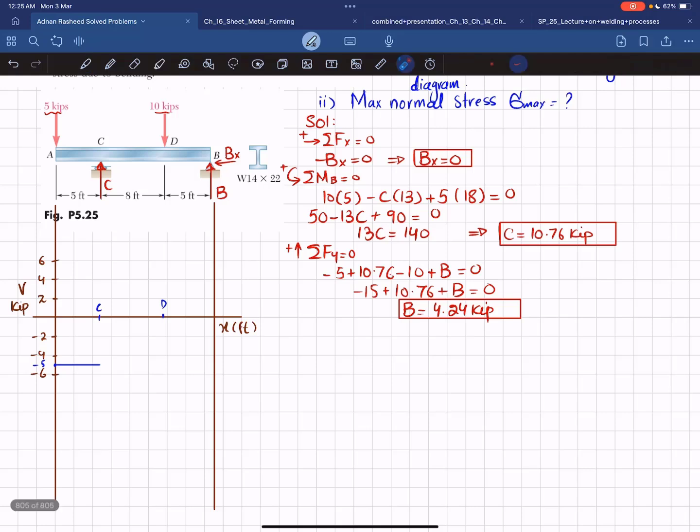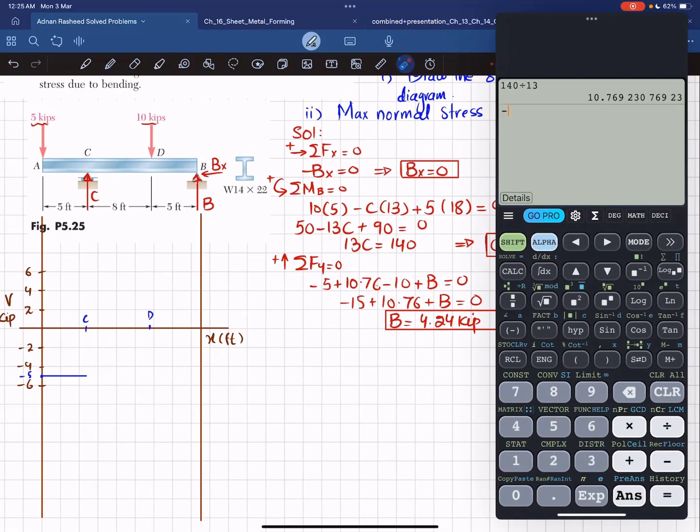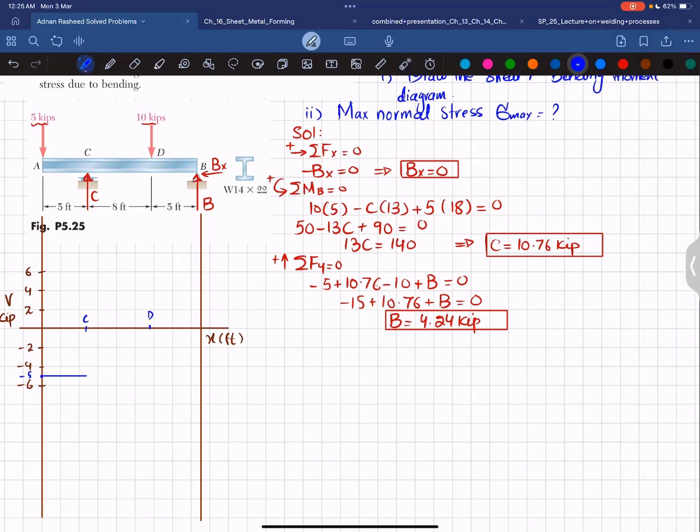Now at point C, you have plus C, which is 10.76. So minus 5 plus 10.76 will give you how much? Let's check it. Minus 5 plus 10.76 will give you 5.76. Okay. So this will be the point. Let this is the 5.76 kip. Okay. So shear force will change from minus 5 to plus 5.76.